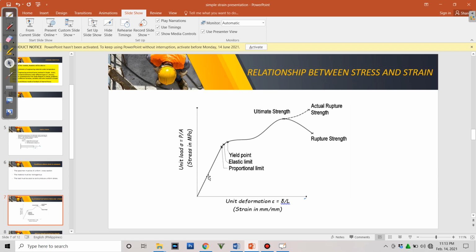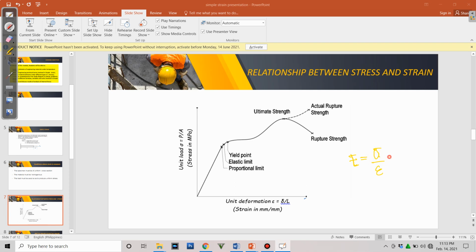The proportional limit is expressed in terms of the Young's modulus of elasticity. The Young's modulus of elasticity is just the slope of our proportional limit. What is the slope? Y over X, or rise over run. And what is our y-axis? That is stress. And the x-axis is strain.